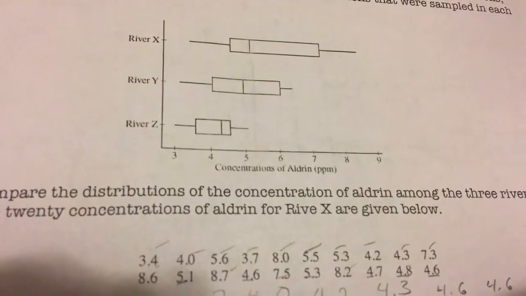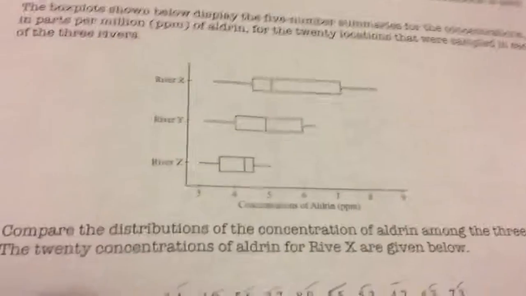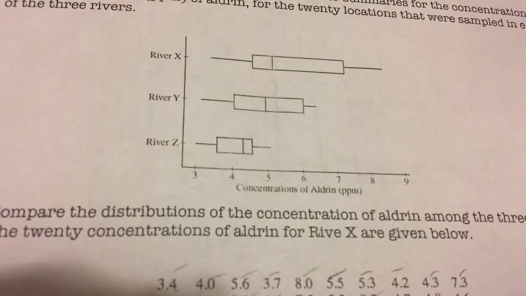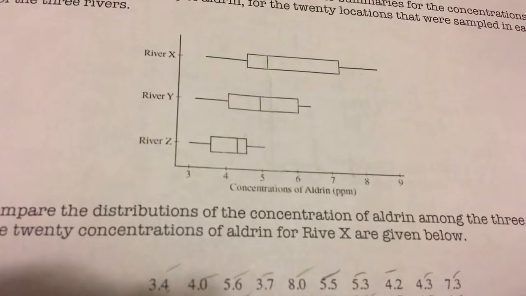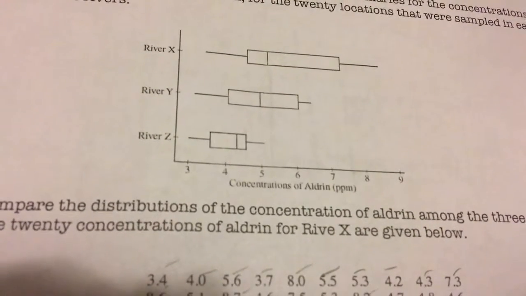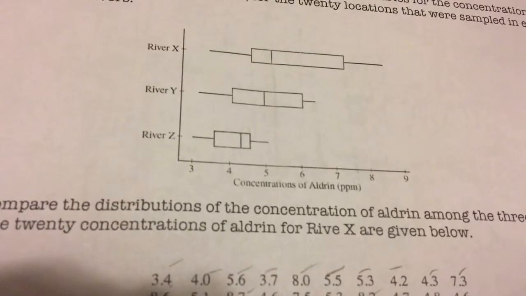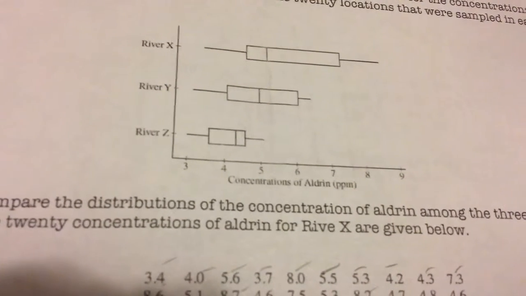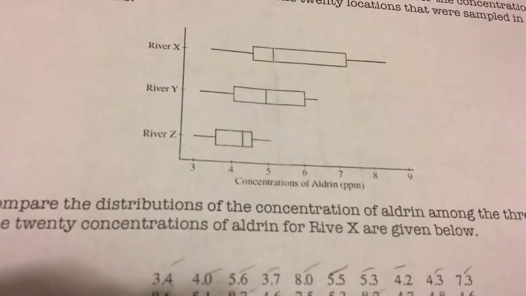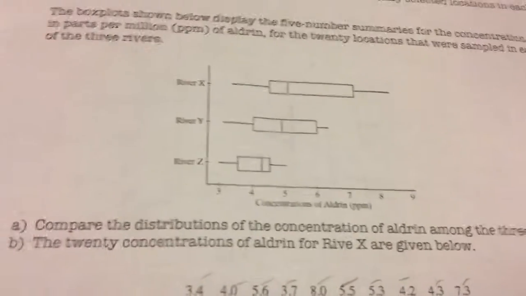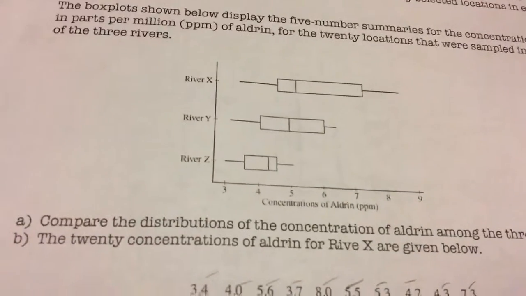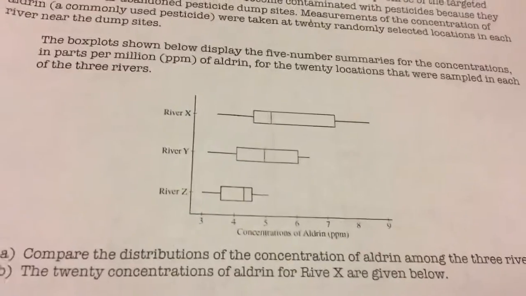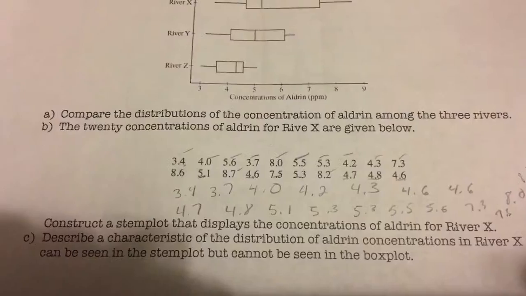River Y, you can see that its x-axis ranges from 3 ppm to 6.5 ppm approximately. And river Z's median is more towards Q3, and the median is slightly larger than 4. River X median is slightly larger than 5, and the median is more towards Q1.